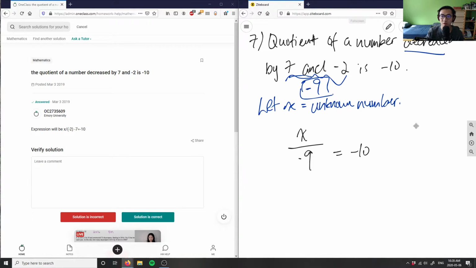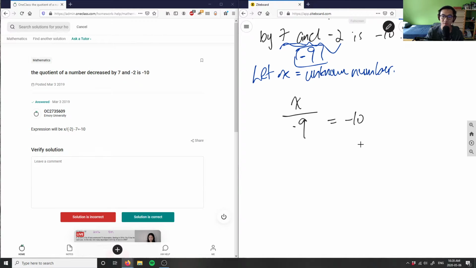What we can do is we can actually solve this problem, right? We can also take it a step further and solve this problem. So I can simply multiply both sides by -9, and I would get x by itself here on the left side equals -10 times -9. Just multiplying both sides by -9 here.